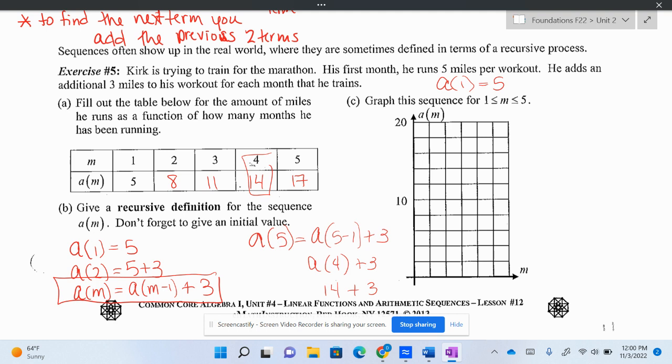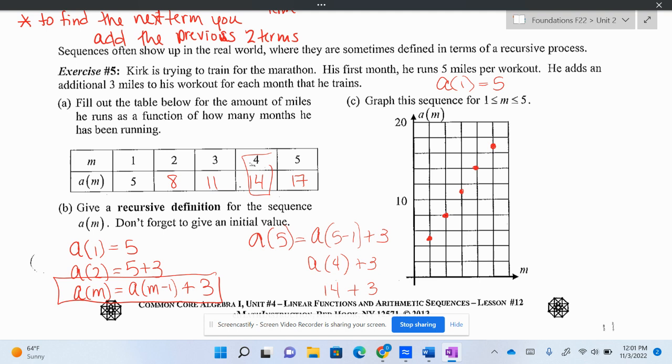Yes. The last thing that we have to do is graph those. Can you guys just plot the points from the table? So when n is 1, we are at 5. So that's right here. When n is 2, we are at 8. When n is 3, we are at 11. When n is 4, we are at 14. And when n is 5, we are at 17. That's what we just did.